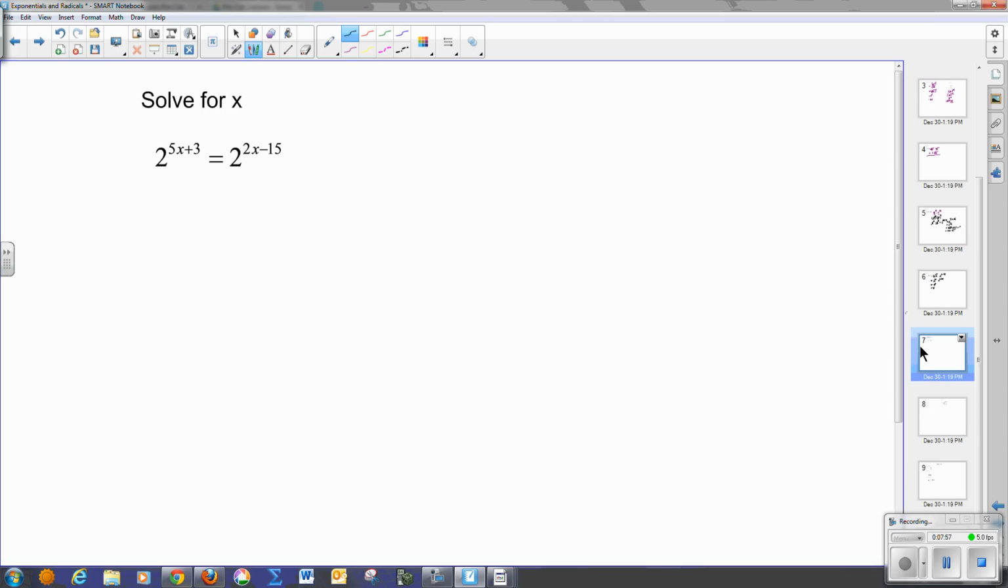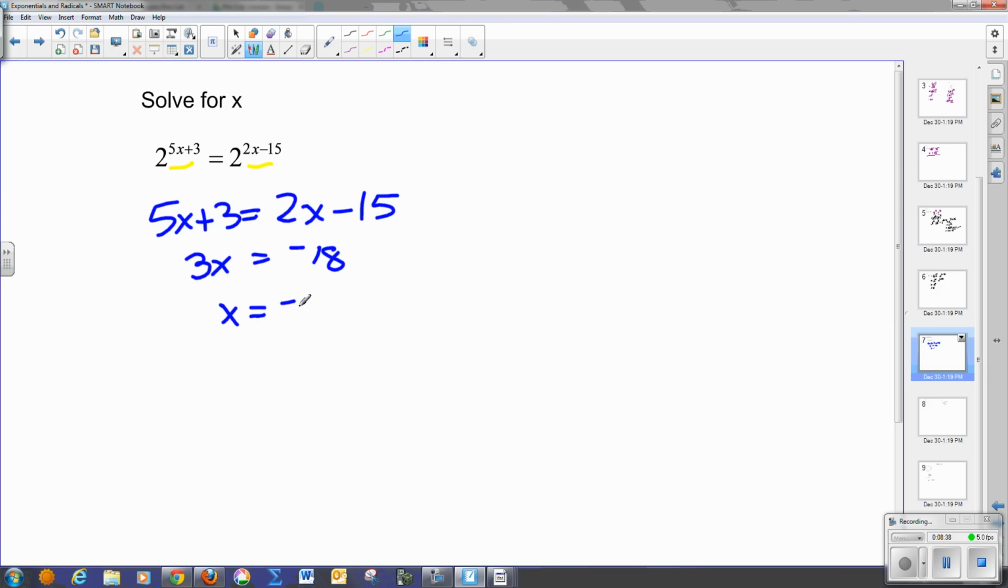Next. Now in this case, we're asked to solve for x. And we notice that we have 2 to some power is equal to 2 to another power. Well, if this is true, then it's got to follow that these powers, since I have the same base, must be equal. So effectively, all we have to do is drop out the base on this, and we have 5x plus 3 equaling 2x minus 15, and it turns into just a linear problem. We've got 3x equaling negative 18, and x equals negative 6.